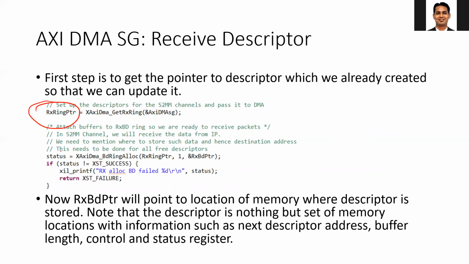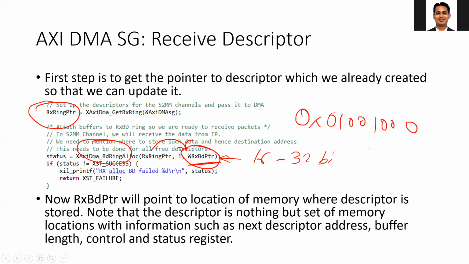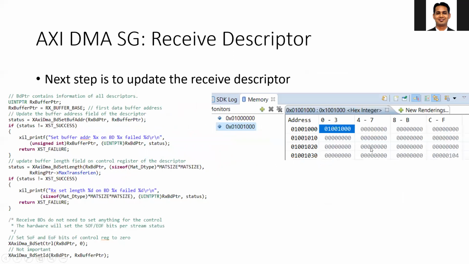Then we are using this function. We are going to have our own local buffer descriptor pointer. It is again an array of 16 32-bit values, and we are going to copy the address here. So the first two locations of this pointer will be initialized with the address of the BD, that is 0x0100 1000. You can see that this one is written, and this is my BD.